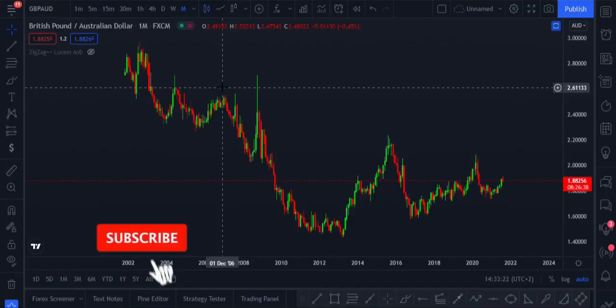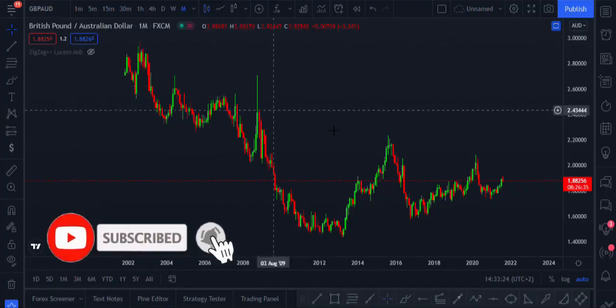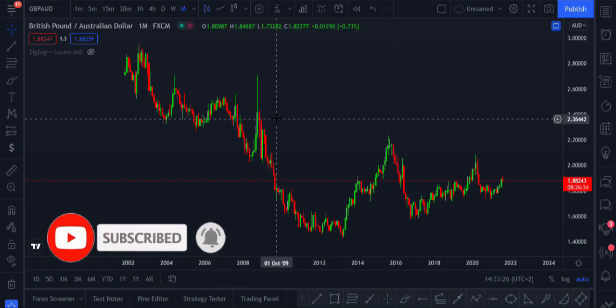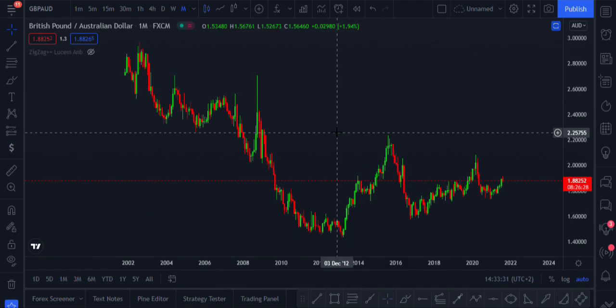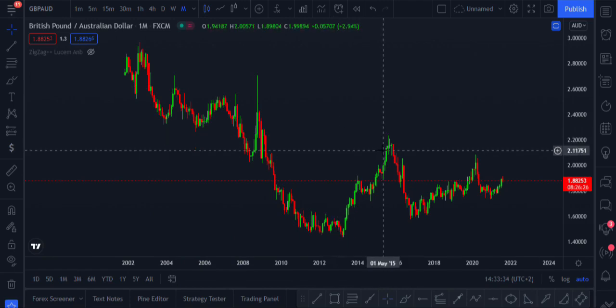Right now we are in the monthly time frame. As we see, we are in a strong downtrend because I see lower lows and lower highs. So from now we are searching for selling opportunities more than buying opportunities.